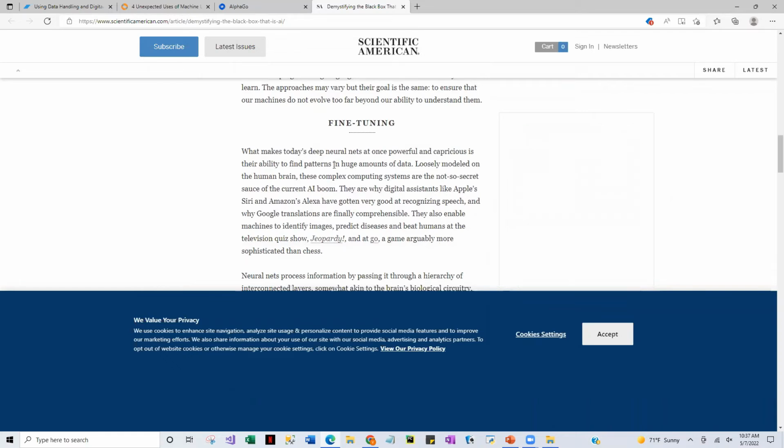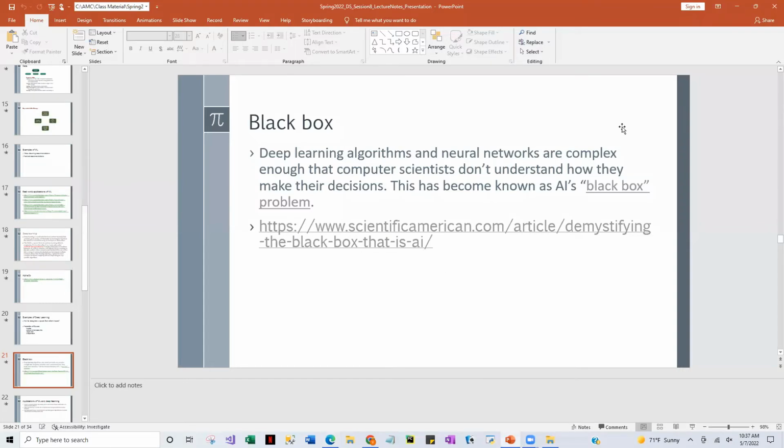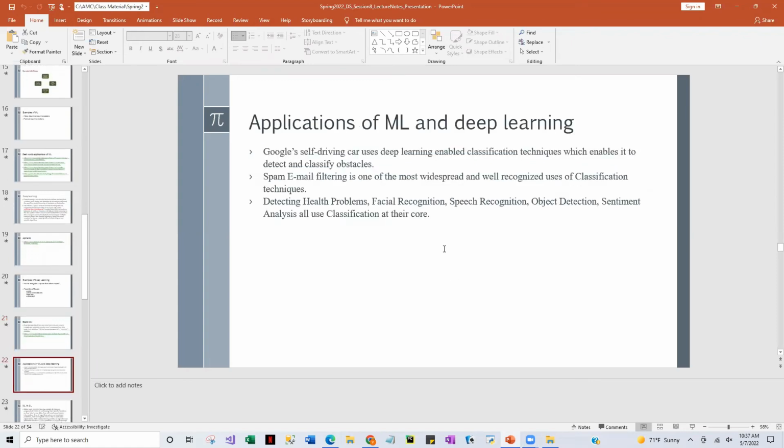And just read this one. This is really an interesting article. I want to share this one with you too. So you need to know the black box exists, and what black box means. Okay, let's go to the next one.